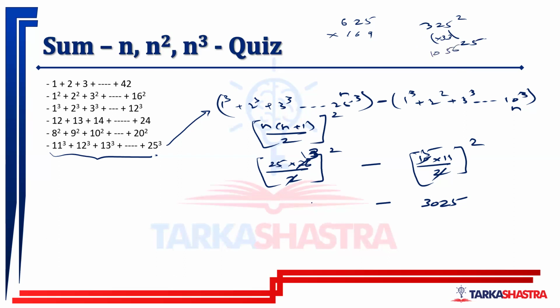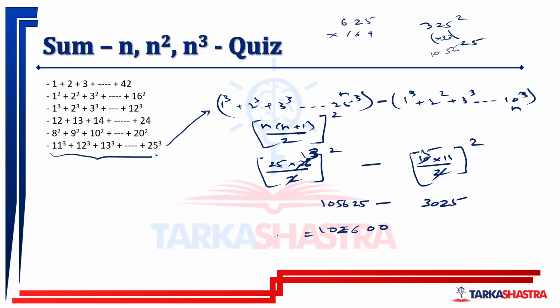1056. So what we have is 105625 minus 3025. The answer is 0, 0. This is 6. This is 2. And then 102600 is going to be the final answer.